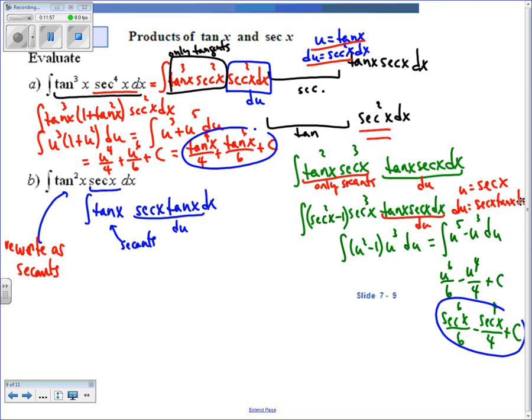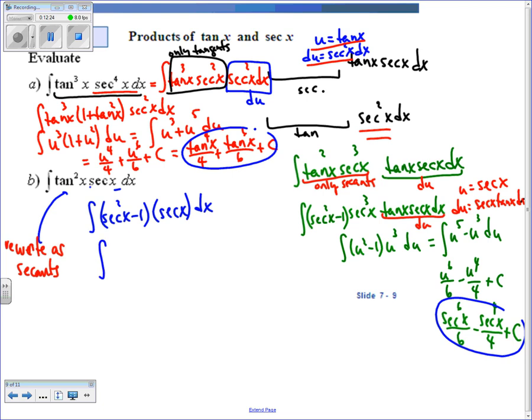So I don't pay so much attention to whether the n's even or odd or the m's even or odd. I just look at, can I break off a secant squared? Can I break off a secant tangent? And then based on those du's, what would the u need to be, and can I switch it over? So this one, we're switching everything over to secants. So I'm just going to turn this tangent squared into secant squared of x minus 1. I've got a secant of x.